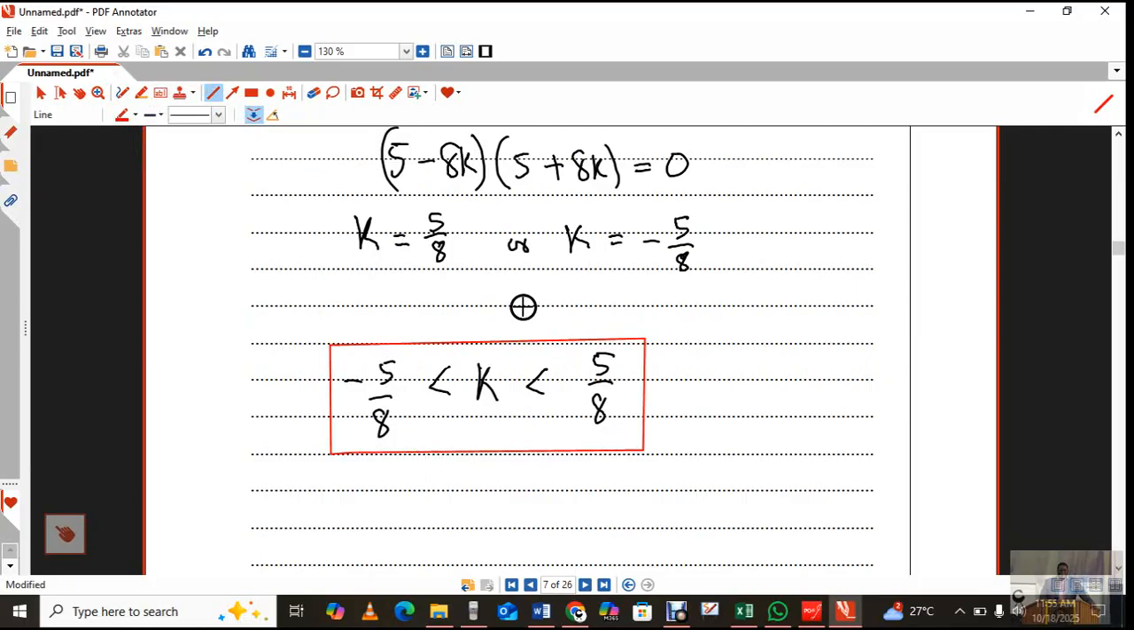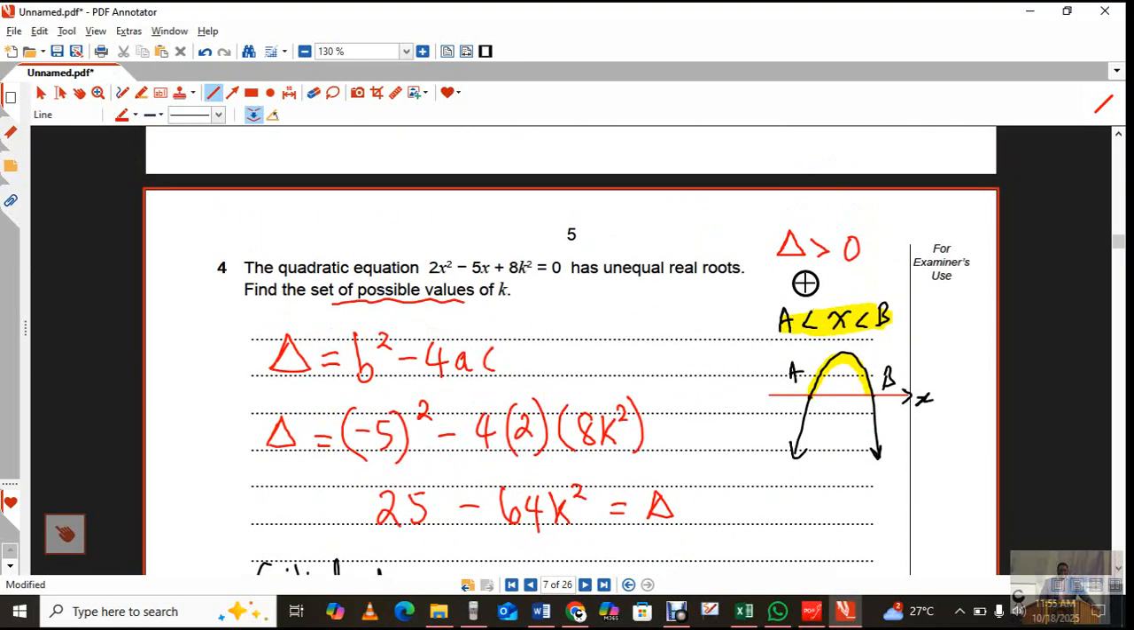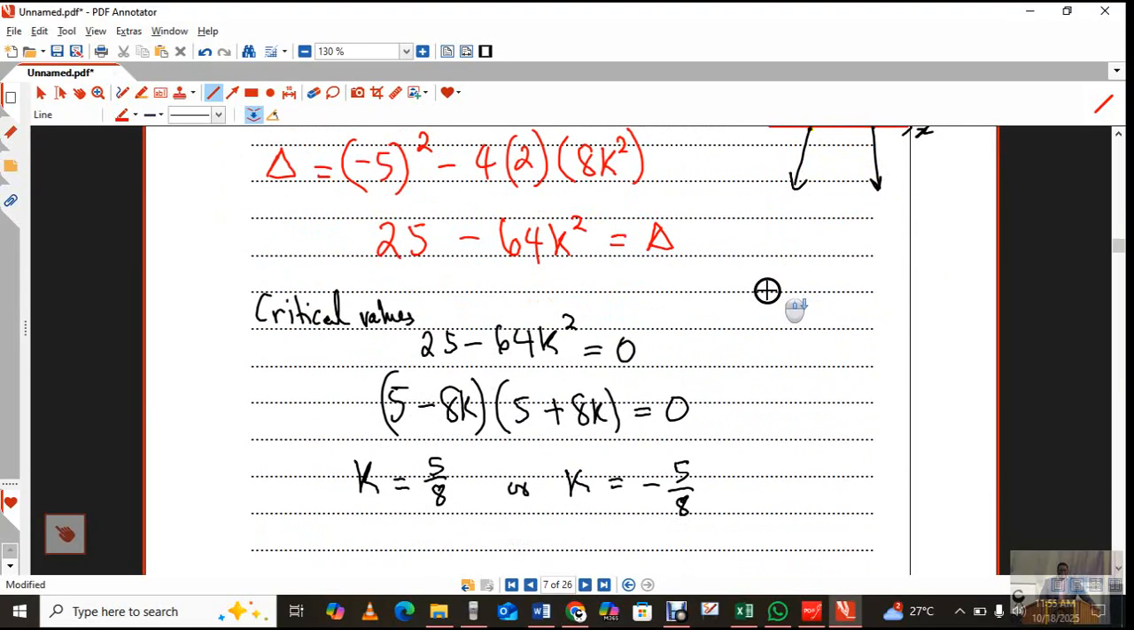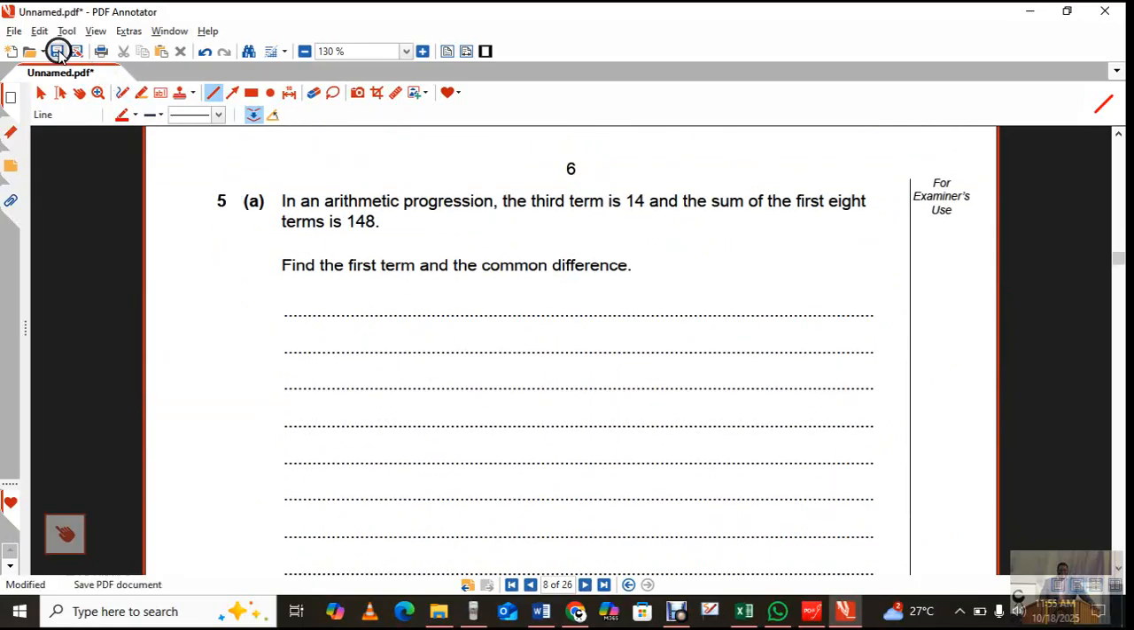Okay, so it's very important that you also have that understanding of the graph or the sketch, how it's going to appear and what the determinant, or the discriminant, is going to be. Right, let's look at question 5.